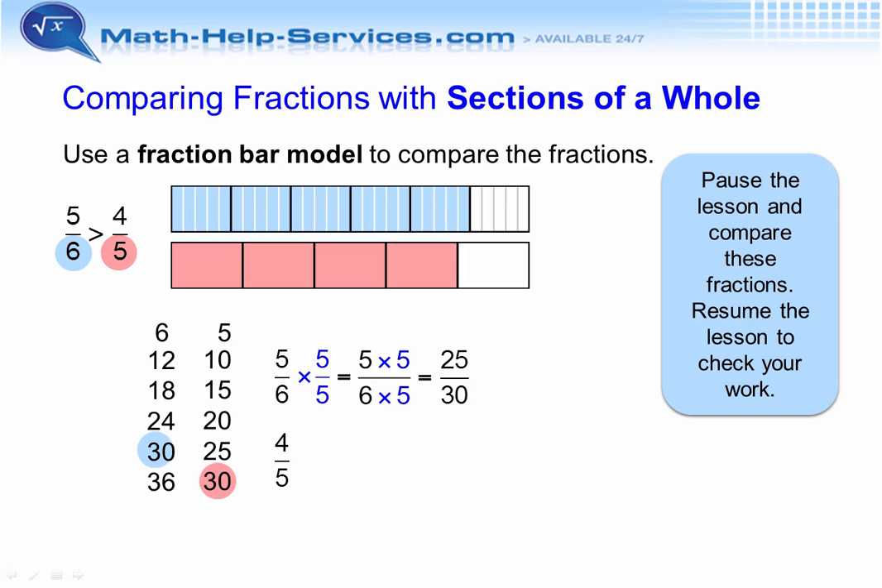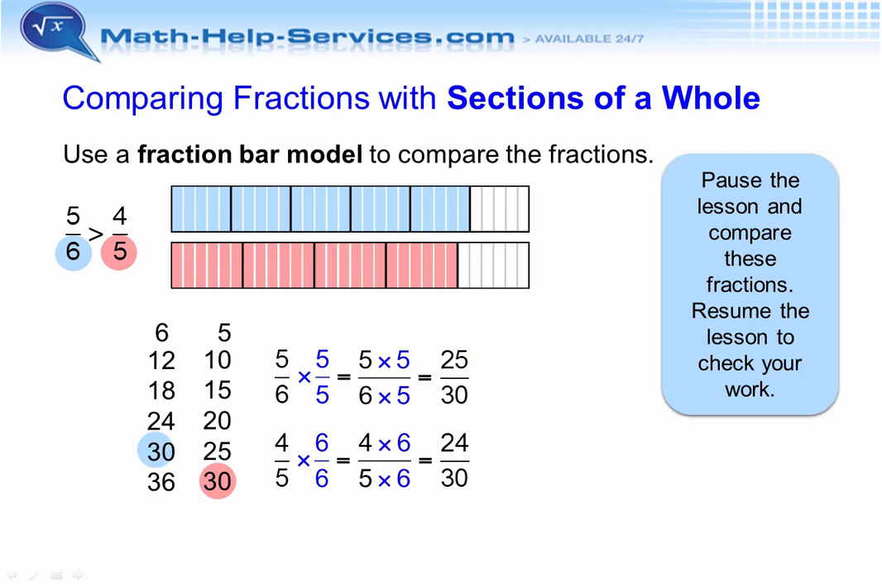Now for 4/5. Note we want 30 in the denominator. So what can we multiply 5 by to get to 30? Well, that's 6. So our form of 1 will be 6/6. So now we have 24/30. Notice our bar is divided up into 30 parts and 24 of those are shaded. Now we can easily compare. 25/30 is greater than 24/30. Again, if the denominators are the same number, we can just look at the numerators and see which one's greater.